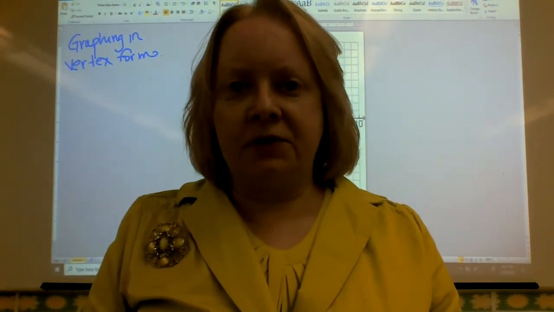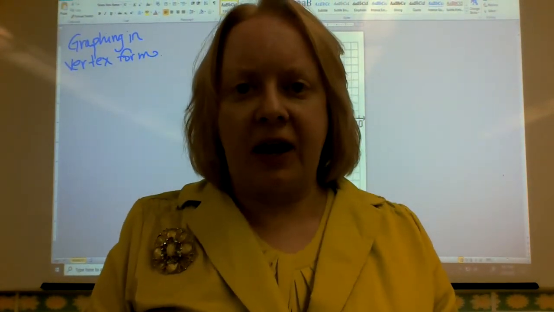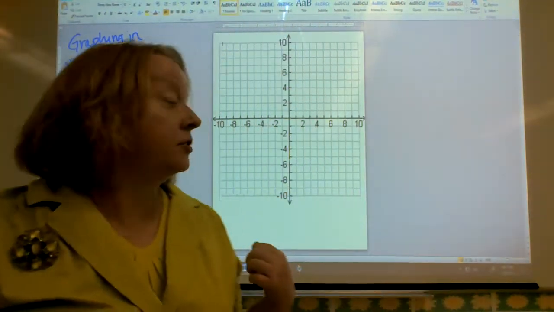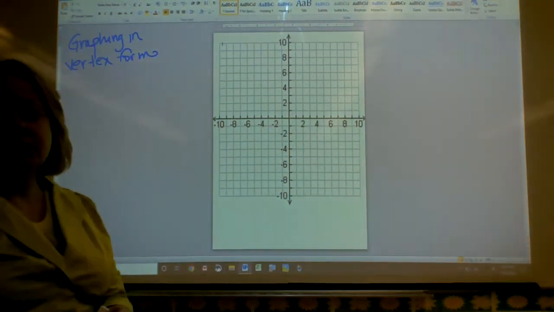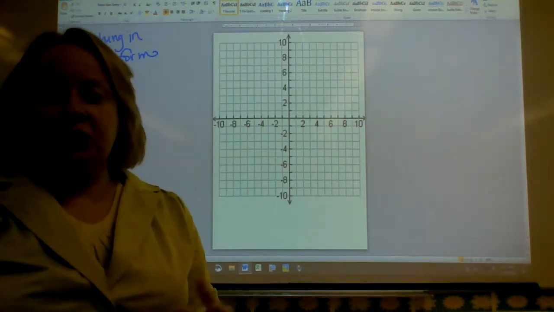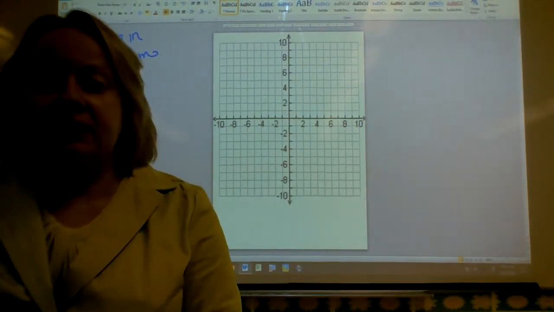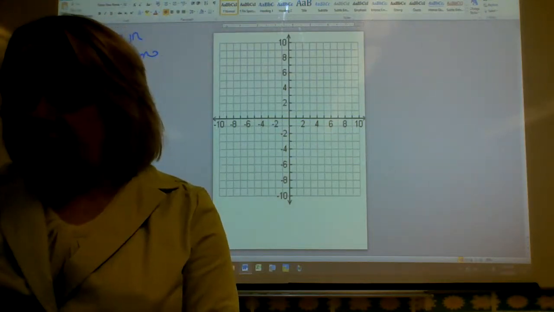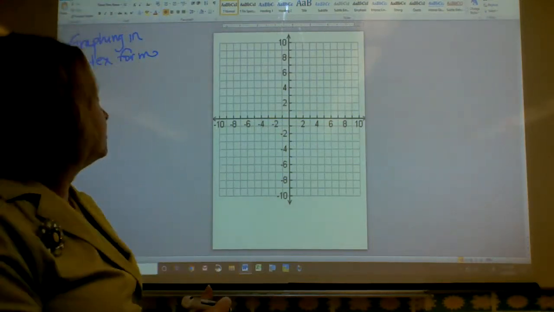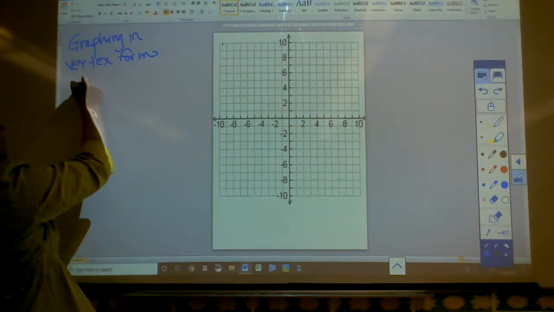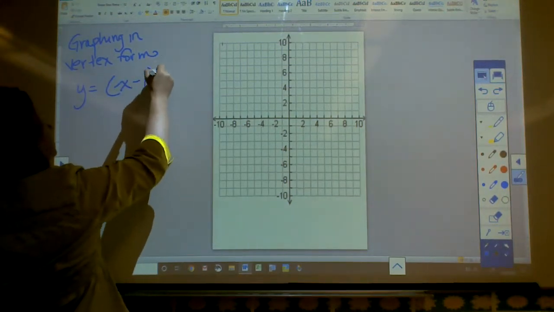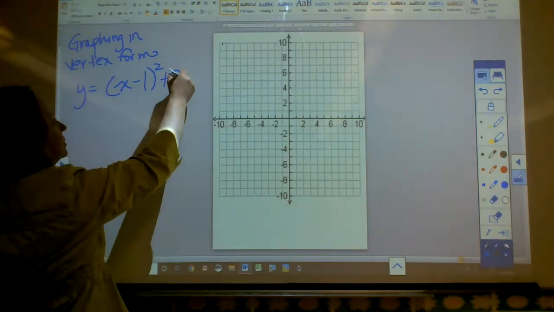Hello, Algebra 2 students. Today we're going to learn how to graph quadratics in vertex form. So I have a graph up here. I'm just going to put up an equation and we're going to look at the various different parts of it and try to get a nice graph of our quadratic equation. We're going to start off real simple. y = (x - 1)^2 + 2.